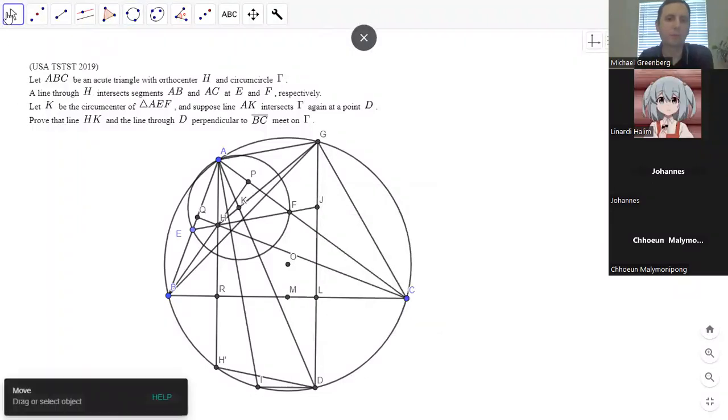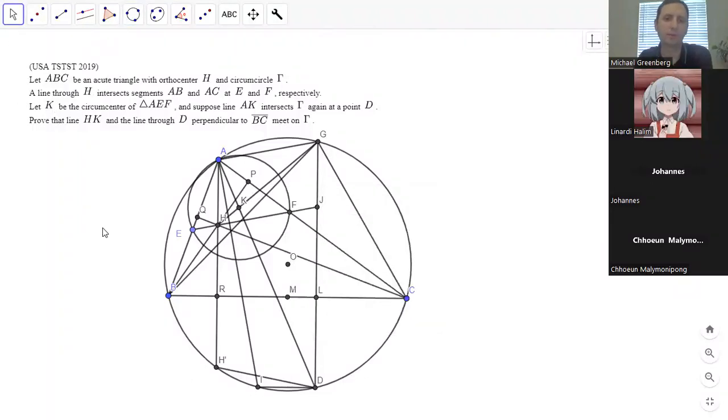Well, oh, K is the circumcenter. Yeah, we do need that K as the circumcenter, so we can't just get rid of E and F. So we know K would lie on AD. What else can we say about K? I wonder if we can define K independent of E and F.